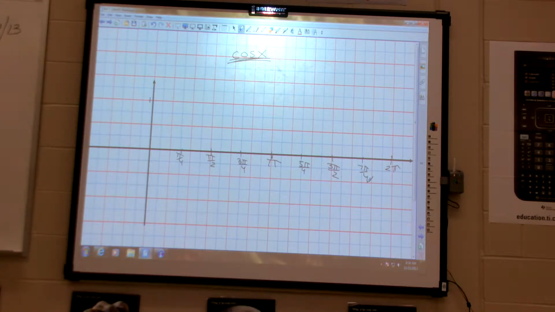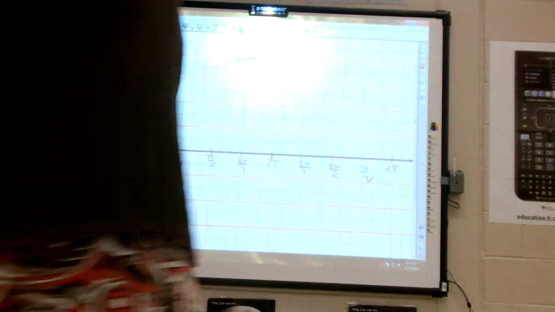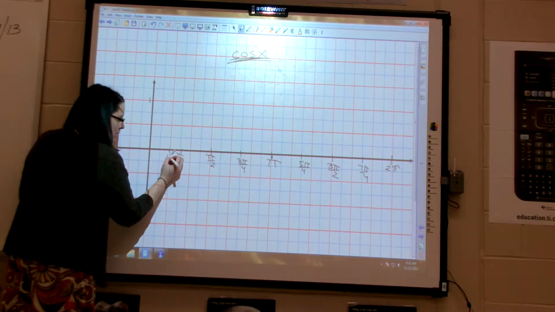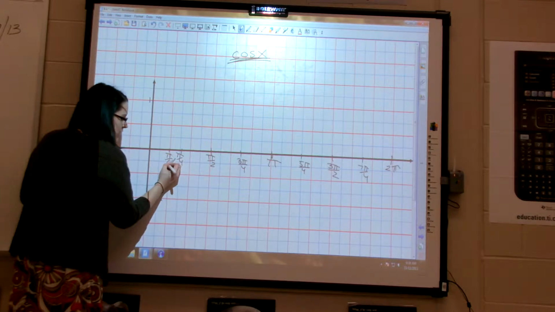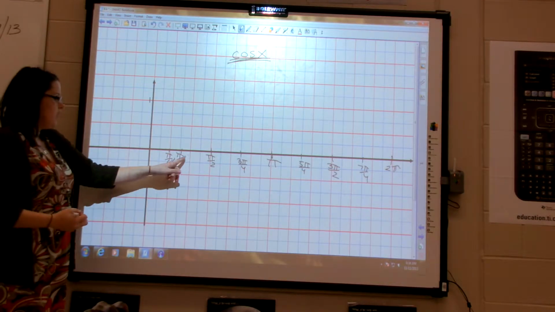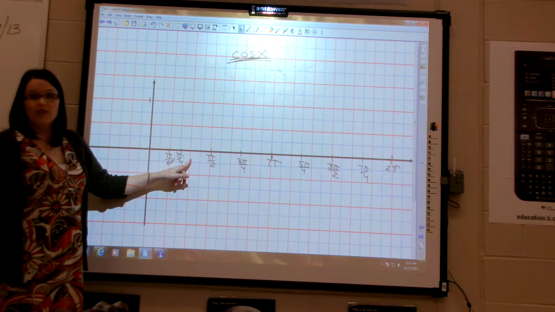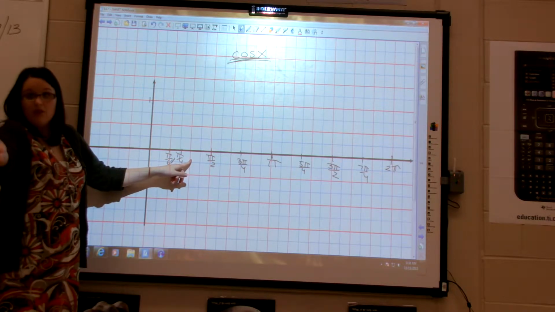You guys agree with that? How much would pi over 6 be? If this whole thing was 6 squares, it'd be 2, because then it'd be 2, 4, 6, right? So every 2 squares, I have my pi over 6. The next one I can just count, guys. 2 pi over 6 is then pi over 3, correct?